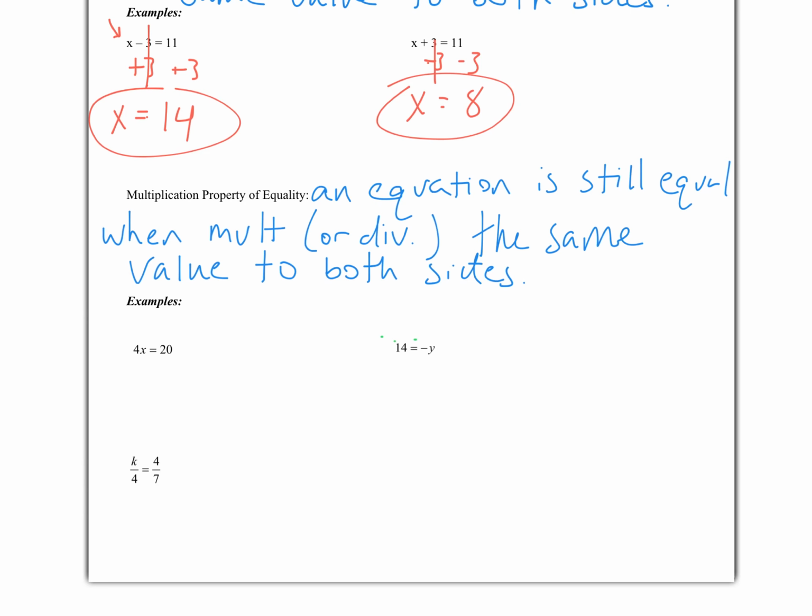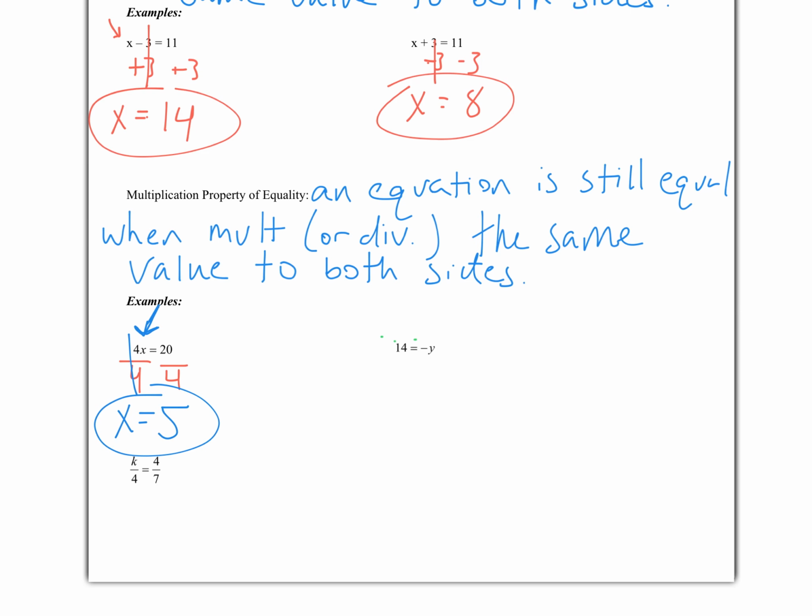So looking at the first example, using the multiplication property, 4x equals 20. Again, we're working on isolating that x value. Well, it's being multiplied by a 4. So let's divide by 4 on the left and on the right. Because 4 divided by 4 is 1, and 20 divided by 4 gives me 5. So I'm just left with x is 5. I can always double check by plugging it back in. 4 times 5 does give me 20.